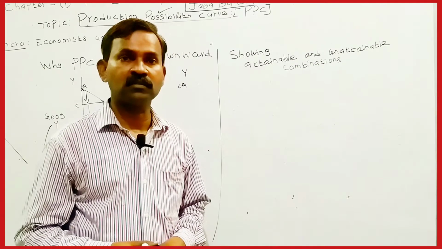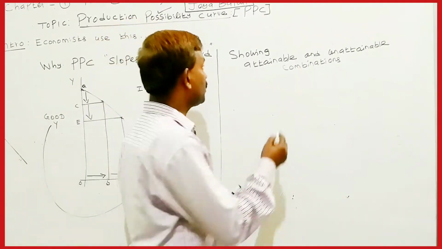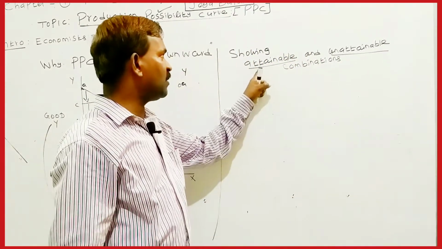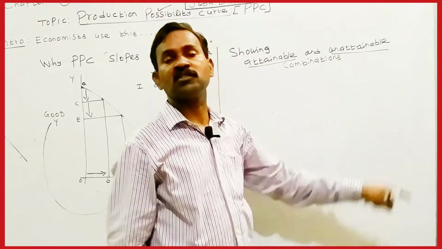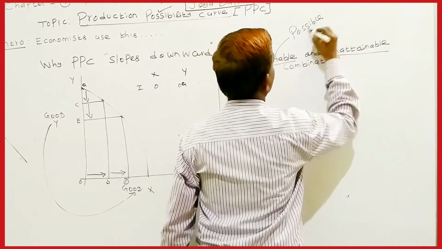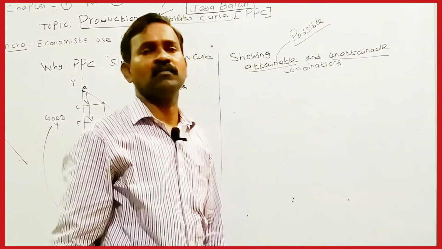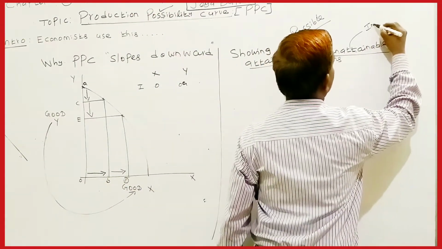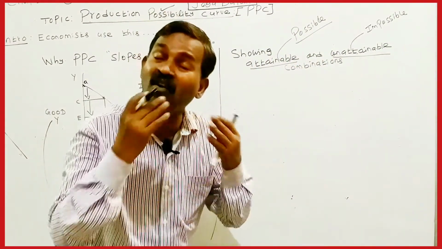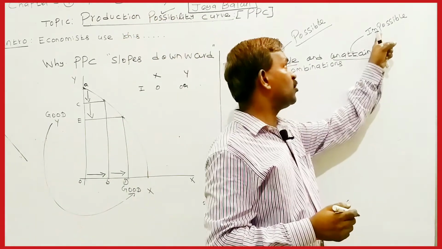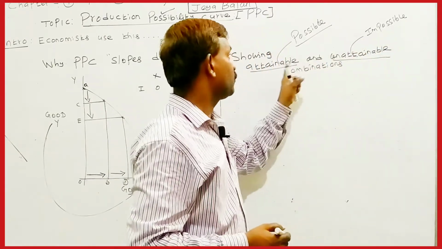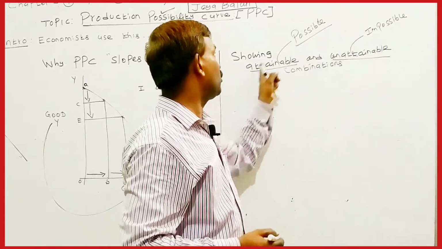Okay, my dear viewers, my dearest students, I am going to explain another subtopic of PPC: attainable and unattainable combinations of two goods. Attainable means the combinations of two goods which are possible, and unattainable means the combinations of two goods that cannot be produced. Cannot be produced means impossible. Unattainable means impossible. Attainable means possible.